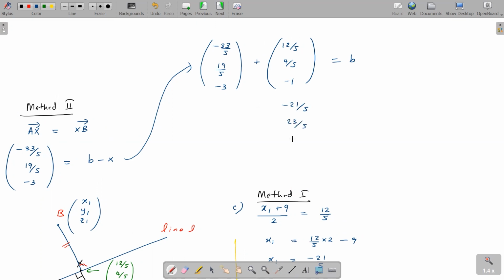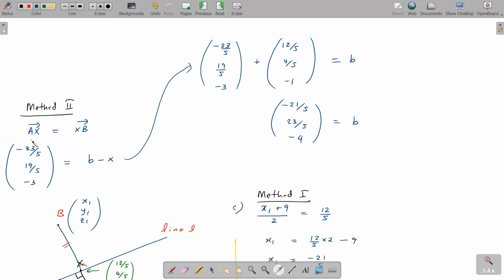23 over 5 minus 3 minus 1 minus 4. Do you see that we get the exact same answer? It's the exact same answer. So method 1, method 2. In method 1, I use the midpoint technique. In method 2, I took two vectors and I equated them.